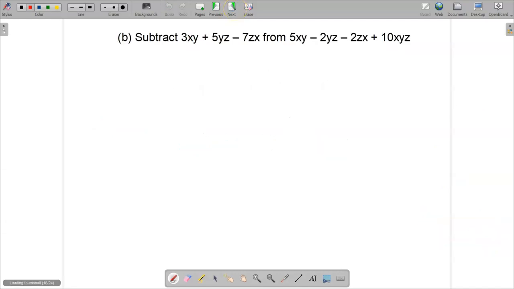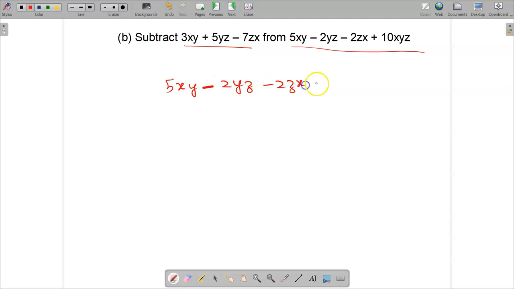Coming to the B part of the second question. Again we need to subtract this term from this term. Since it is "from", this is the bigger number, and from this we need to subtract the other. Write this expression as the first expression: 5xy minus 2yz minus 2zx plus 10xyz. Since we are subtracting the other expression, we need to write that as the second expression.